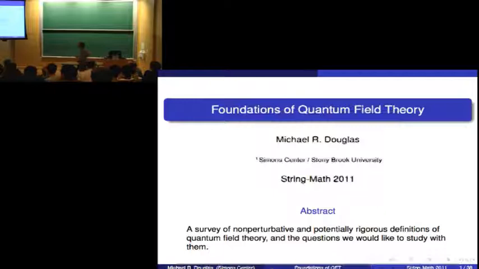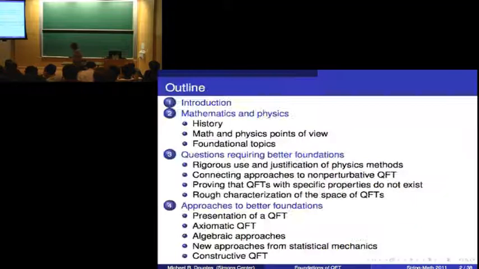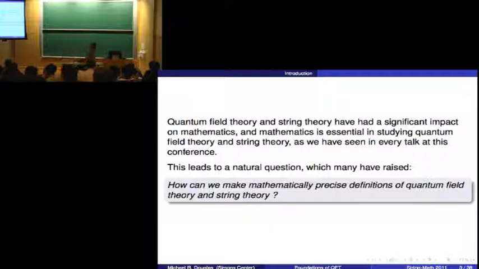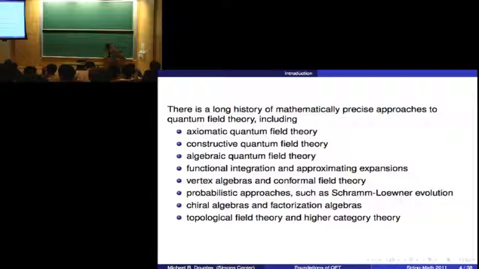So, obviously, there's a question which certainly belongs in a formal physics math interface. How can we make mathematically precise definitions of quantum field theory and string theory? And it's not a new question, and many people have been working on it since before string theory and before much of what we now know about quantum field theory. And there's a variety of approaches, and it would be hard to survey them all in one talk.